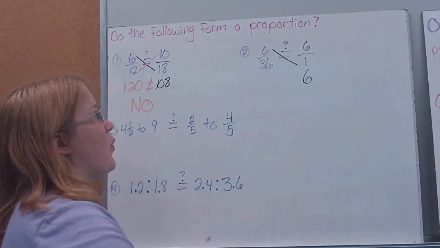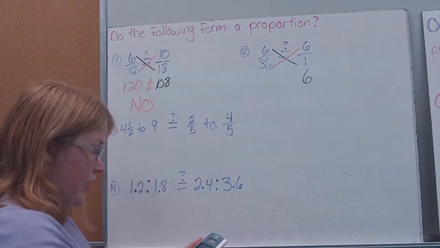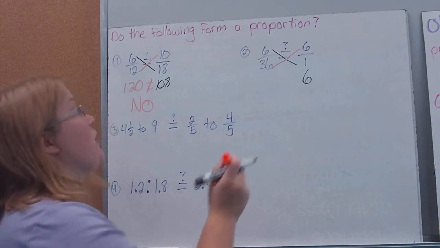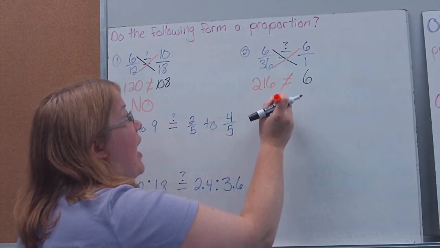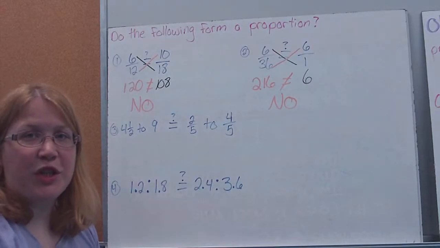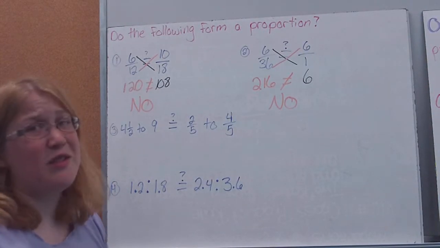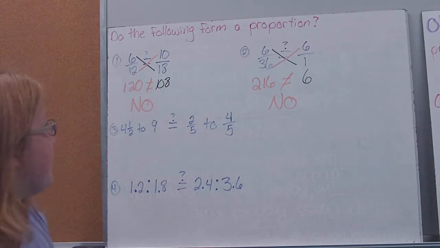Here I want to do the same thing. 6 times 6 is 36. I can tell you right now that these are not going to be equal. I don't know what 36 times 6 is off the top of my head. It is 216. But those, again, are obviously not equivalent. So no, these do not form a proportion. In all honesty, I didn't have to do the second multiplication because I know 36 times 6 is way more than 36. But I just did it so that you could see the idea there.